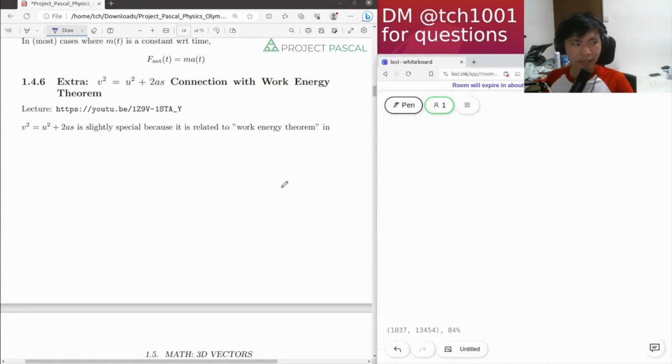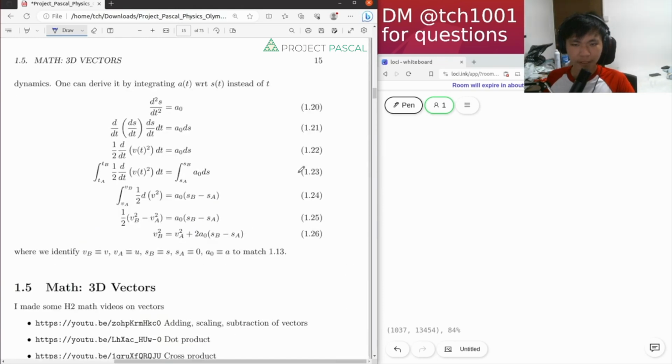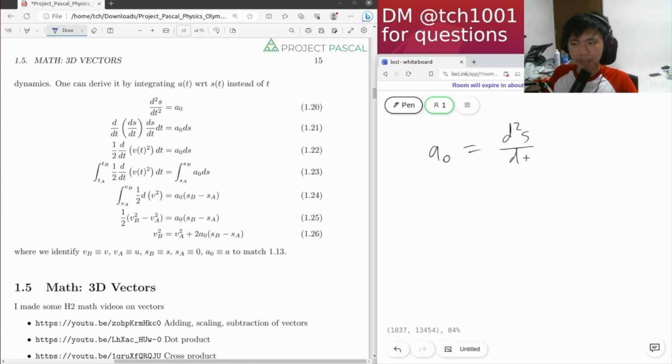So before we end the lesson, I just want to mention an extra little interesting concept, which is that the third Suvat equation, v squared equals u squared plus 2as, is actually very related to the work energy theorem. So I go through the derivation in this video in greater detail, but roughly speaking, if we look at the idea that the acceleration is the second derivative of displacement with respect to time, then we know that if we integrate both sides with respect to time, we get the Suvat equation.